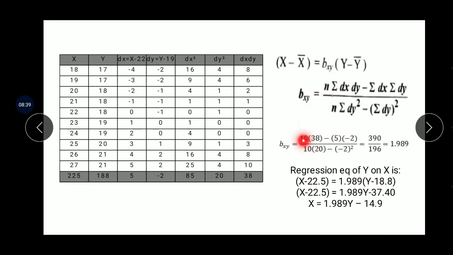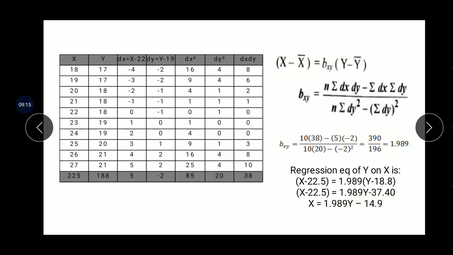The value of n is 10, summation dx dy, first multiply and then sum, is 38, minus summation dx, which is 5, times summation dy, which is minus 2, divided by n summation dy square, first square and then sum, which is 20, so 20 minus first sum and then square, first sum is minus 2 and then square. We'll calculate, and it will come out to be 19.89. We'll put all these values there and we'll get the answer.